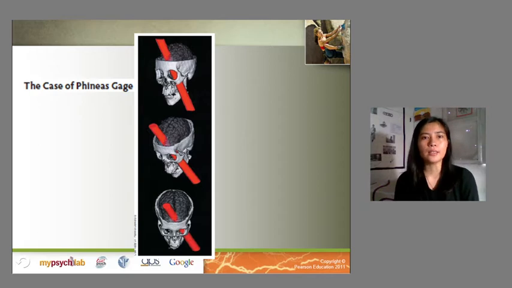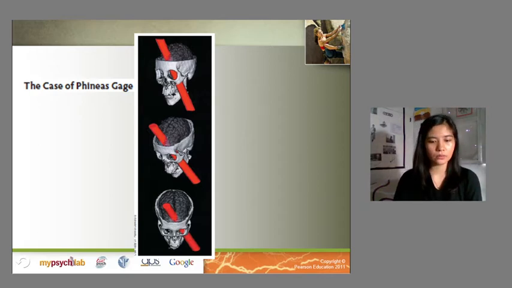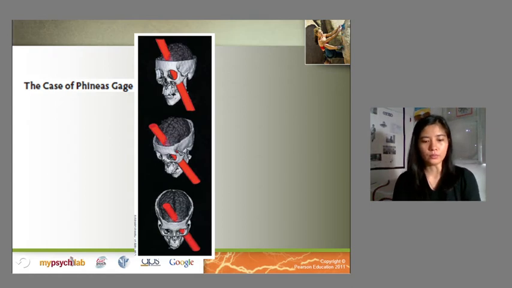So here is the case of Phineas Gage. He had this railroad accident in the middle 1800s. As he was preparing to blow up some rock, a spark set off his gunpowder and blew an iron tamping rod through his head, entering below his left eye and exiting through the top of his skull. As you can see in that illustration there.